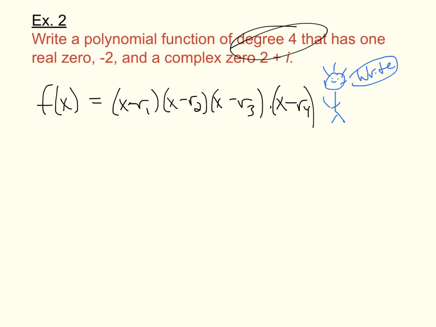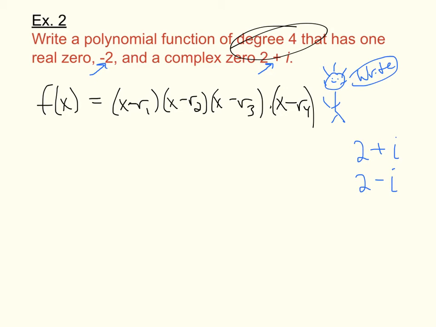However, we are given some information about these roots. These roots are not guaranteed to be real or rational or anything like that, except for what they tell us. And they told us that we do have a real zero, one real zero in fact, negative 2. And it also said that we have a complex zero, 2 plus i. Well, based on the conjugate root theorem, if 2 plus i is a root, then 2 minus i is a root.